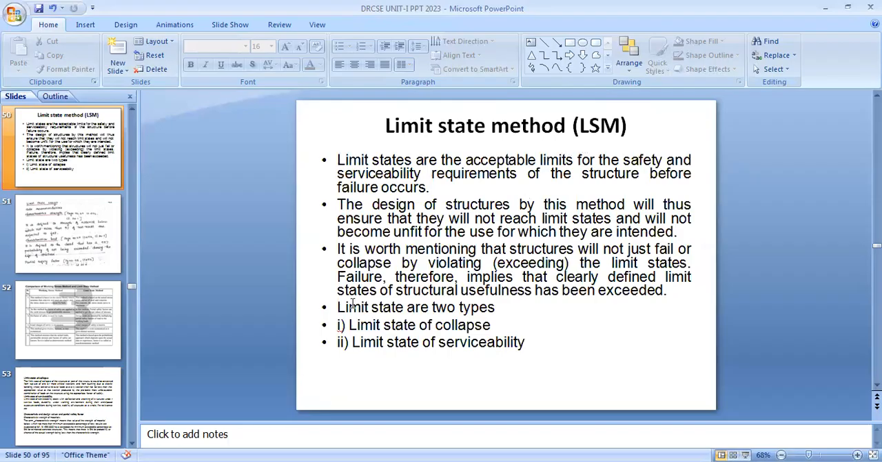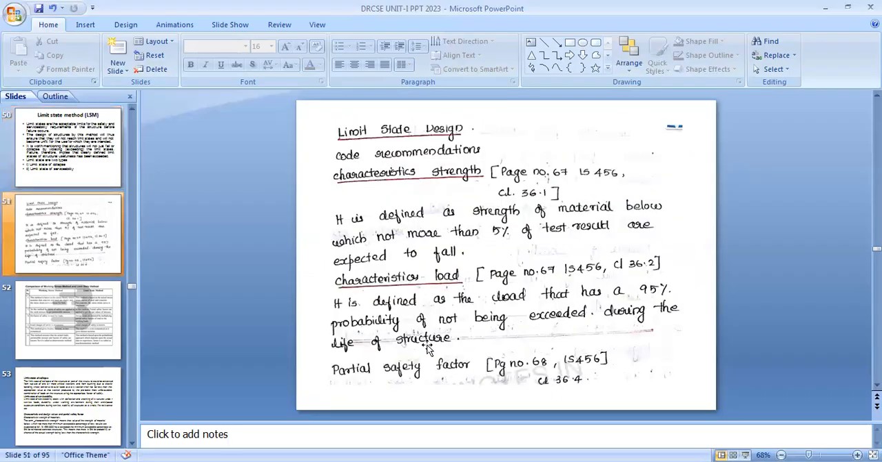So here there are two types of limit state: limit state of collapse and limit state of serviceability. This design assumption is given in IS 456, clause 38. We do not need much of this design concept. It is given in IS 456, and IS 456 is allowed in the exam. You can take the values directly from the code book and substitute. The formulas and the procedure are given in the code book.